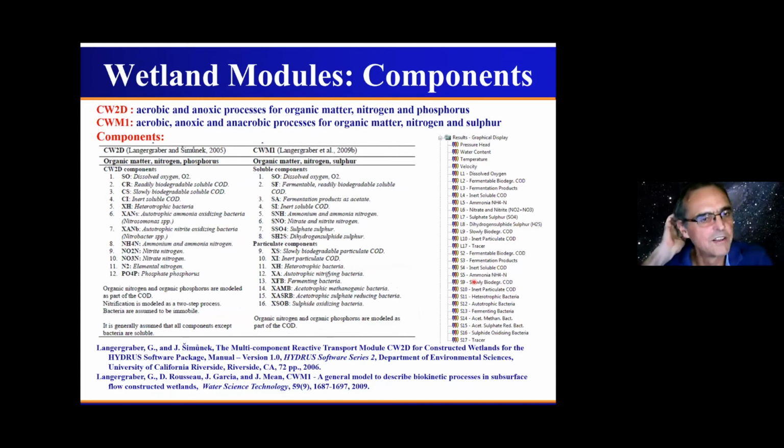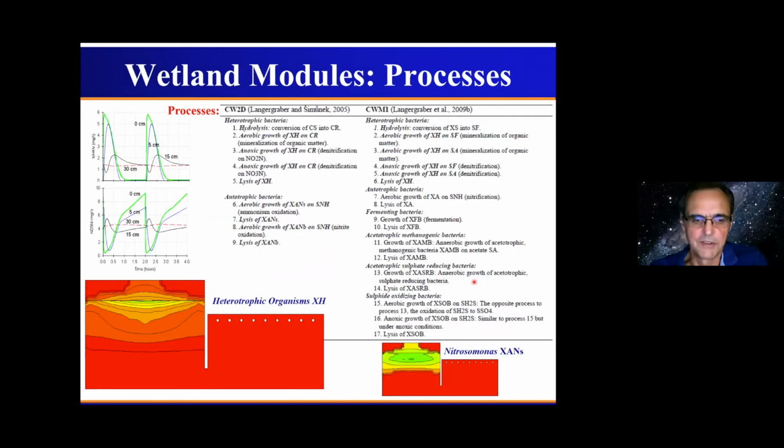And this slide provides the list of components which are used in these modules. So in both of these modules, we consider oxygen, we consider different pools of organic matter based on the rates of biodegradation. Then we consider different types of bacteria, heterotrophic, autotrophic, but then also different types of bacteria under anaerobic conditions, then different pools of nitrogen and phosphorus or sulfur. And then we consider all the reactions in this system between all these components, usually described by the Michaelis-Menten kinetics. And then we can predict what happens in these systems.